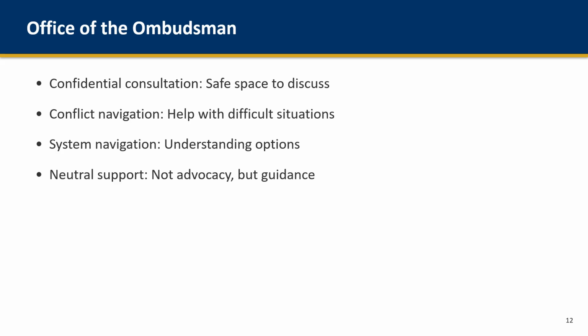System navigation assistance helps you understand options within university procedures. If you are considering formal complaints, grievances, or other official processes, the Ombudsman can explain how these work and what to expect. Understanding the system helps you make informed decisions.